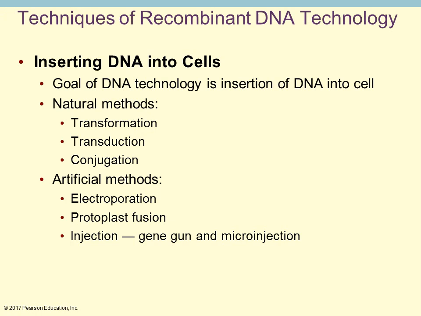The whole goal of recombinant DNA technology is to insert DNA from one source into a cell. Now, we've already discussed there are some natural methods by which this can happen: transformation, transduction, and conjugation with bacteria. There are also some artificial means or processes of doing this: electroporation, protoplast fusion, and injection.